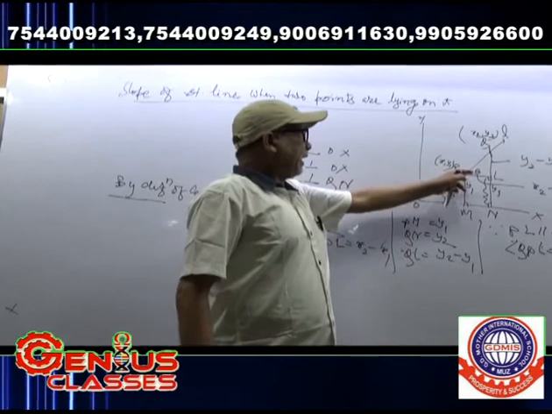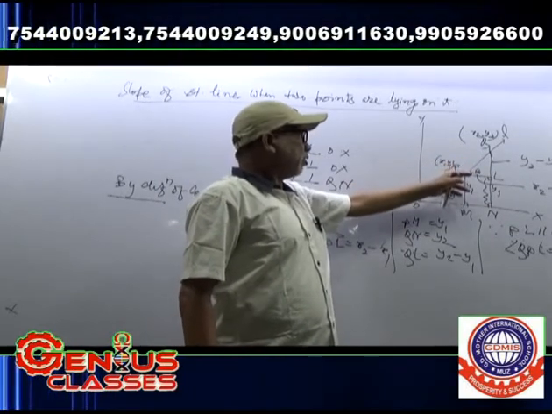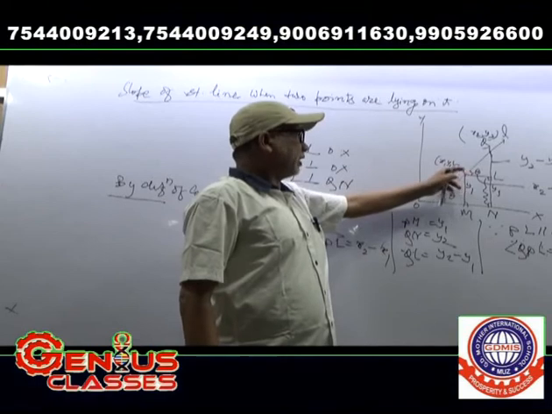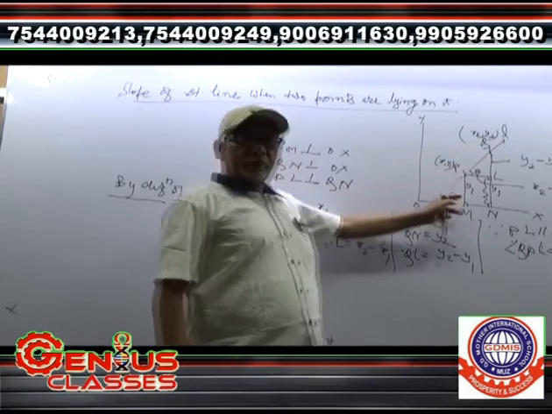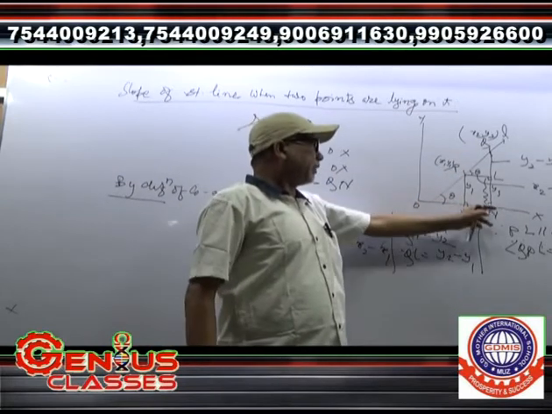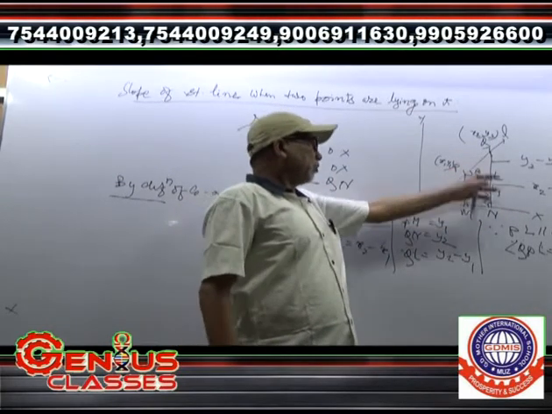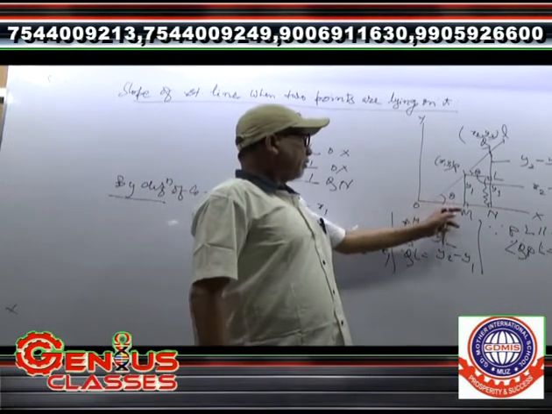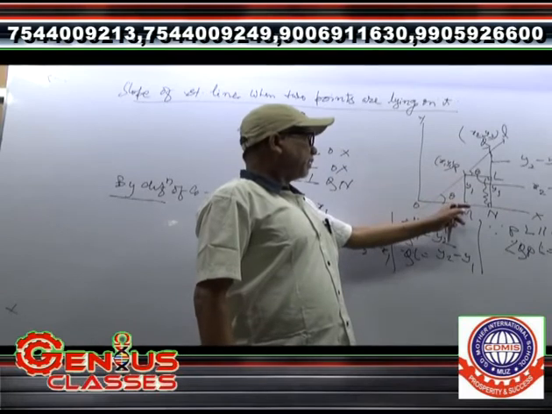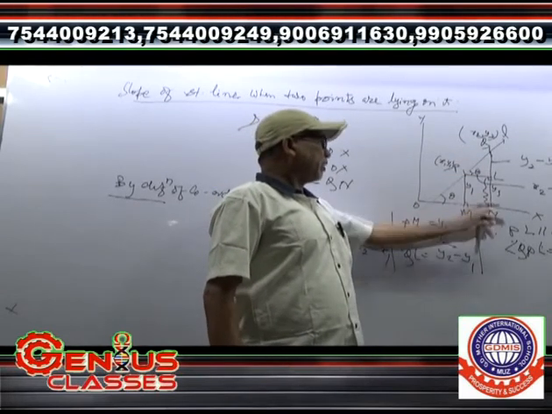Take P and Q are 2 points on the line L. P का coordinate है x1 y1, Q का coordinate x2 y2. Draw PM perpendicular on OX and QN perpendicular on OX and PL perpendicular on QN. So by the definition of coordinate, ON का value हो गया x1, PL का value हो गया y1, ON का value x2 और QN का value y2.